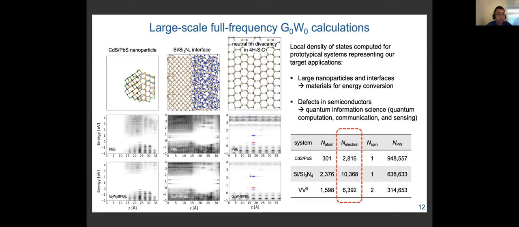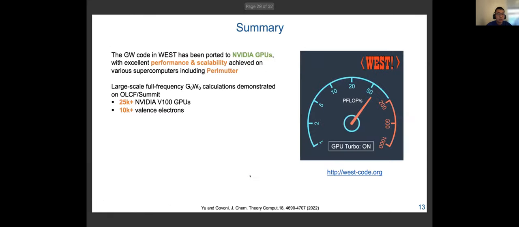So this shows that the GPU version of West can be used to solve very large problems that can hardly be done on CPUs only. So to wrap up, we have ported the West code, the GW part of West, to NVIDIA GPUs, and we achieved very good performance and scalability on GPU accelerated supercomputers, including Perlmutter. So we carried out some large GW calculations, of which the largest one has 10,000 electrons running on 25,000 NVIDIA GPUs.